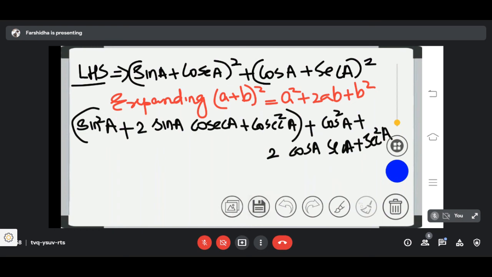Now we're going to rearrange all the terms. Since we know all the signs are plus, everywhere it is addition, so we can rearrange it. Then 2 sin A cos A and 2 cos A sec A I'm going to write together. Then cosec square A and sec square A together. Simply I'm rearranging all the terms.